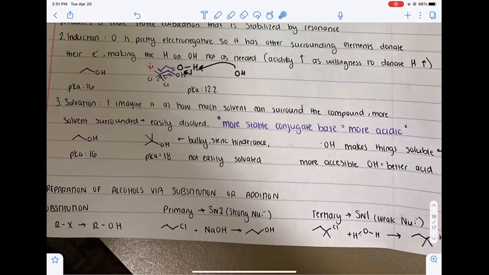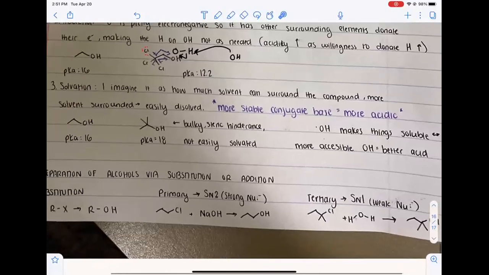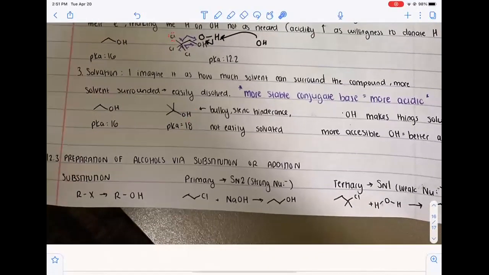So I made a couple of connections between this. The more stable the conjugate base, the more acidic the compound is going to be. And then we have that OH makes things soluble. So the more accessible the OH is, the better the acid it is as well, especially because we know that we need this OH in order to be solvated in something like water.